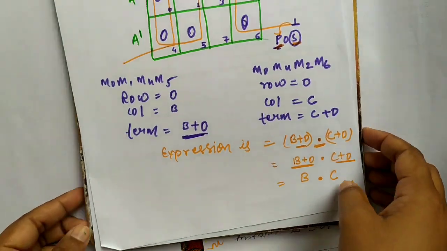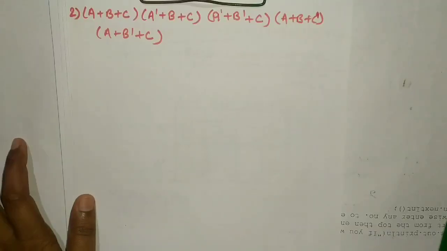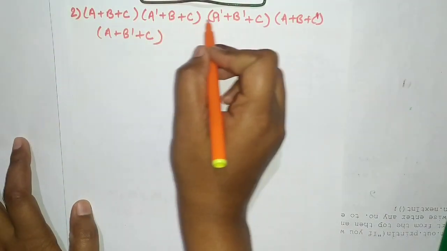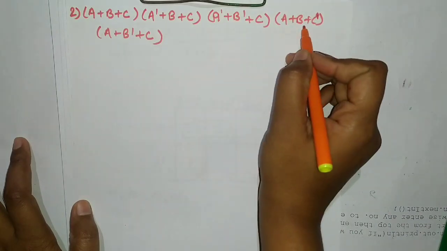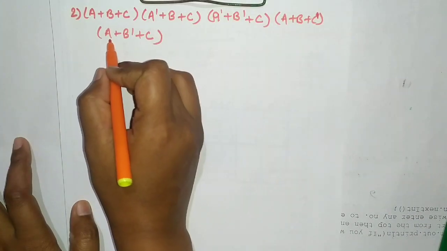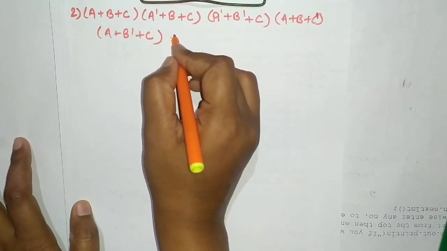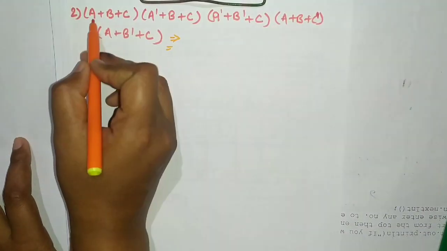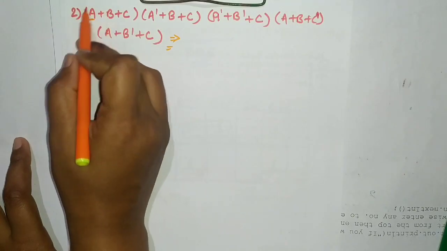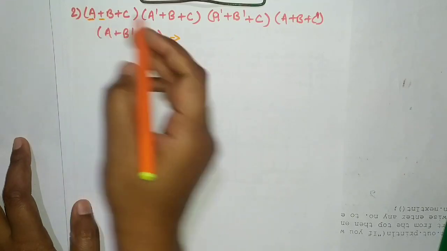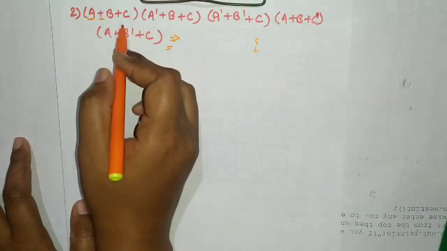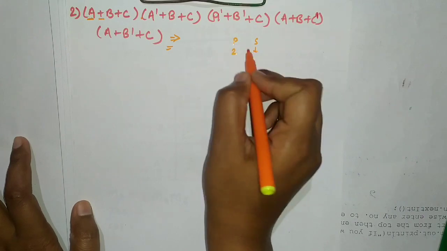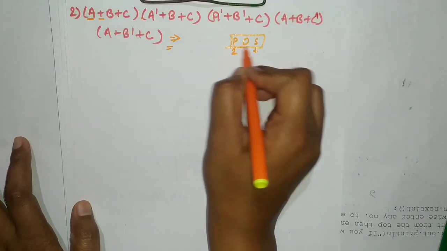Now we can see the next question. The next question is A plus B plus C, A dash plus B dash plus C, A dash plus B dash plus C, A plus B plus C dash, and A plus B dash plus C. So let's first identify whether this question is POS or SOP. Here A is a variable, after it is a plus sign, that means firstly do a sum, after that we do a multiply. So this is in the form of POS.